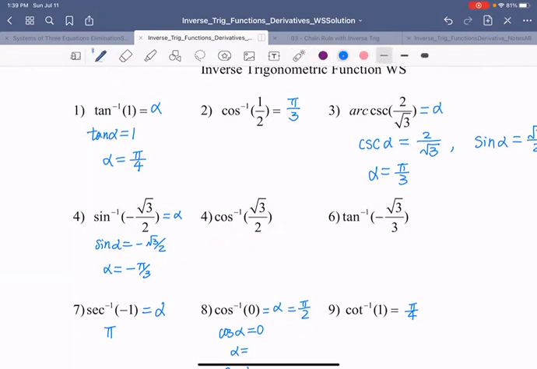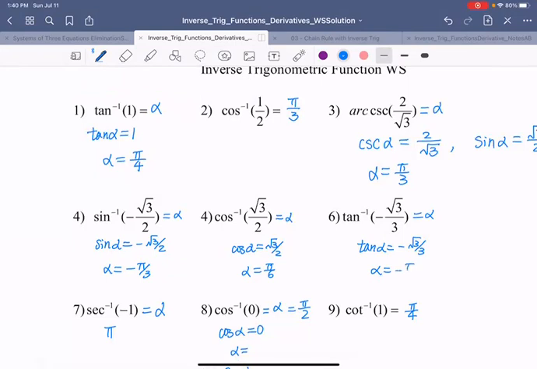Okay, so that equals alpha, so then cosine alpha equals √3 over 2, and that's pi over 6. Okay. One more. Okay, that's equal to alpha, so then alpha equals -√3 over 3. I think that is negative pi over 6.